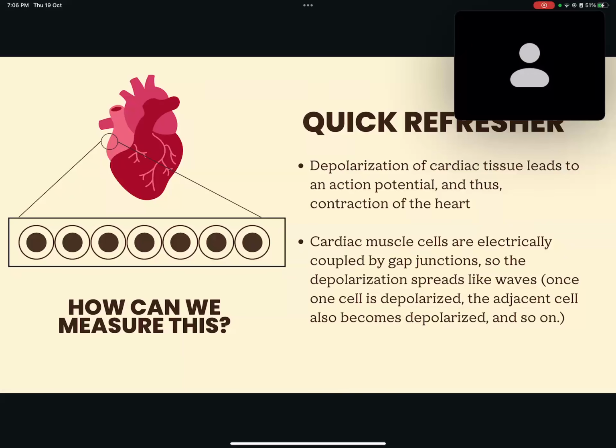I'm sorry? It will depolarize. Exactly, yes. So you depolarize the first one, the second one's going to get depolarized, so is the third one, and the fourth one, and the fifth one, and so on. Okay, so that's how the electrical activity spreads through the heart, through these little gap junctions that are coupled in the cardiac muscle cells. Okay, so how do we measure this?